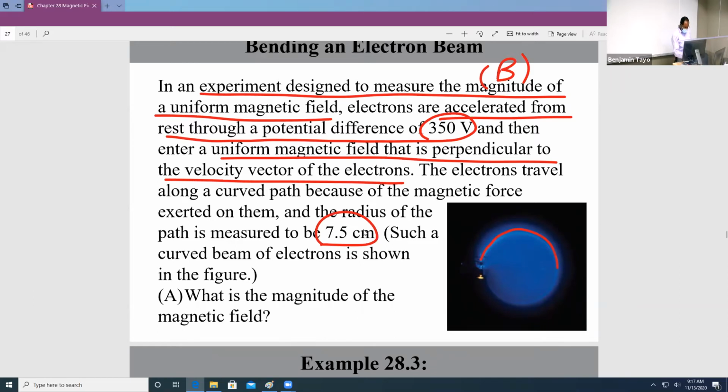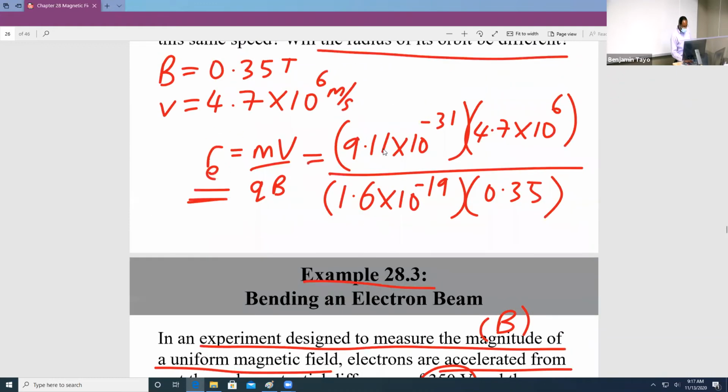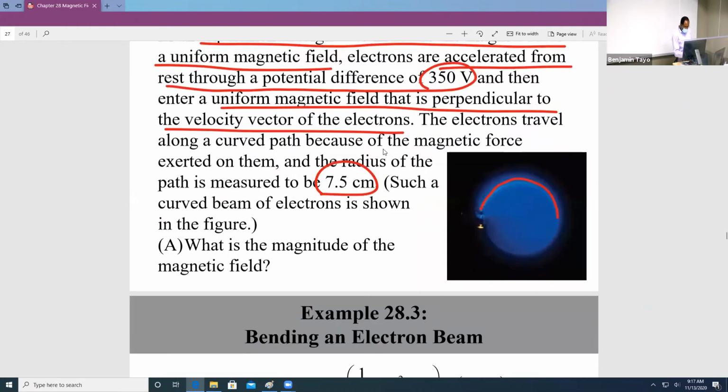And remember that, if you go back to this equation here, R is equal to M times V divided by Q times B. Now, if you look at that equation, what are we trying to calculate? We're trying to calculate B. So if we're trying to calculate B, I can rearrange this equation and write B is equal to M times V divided by Q times R.